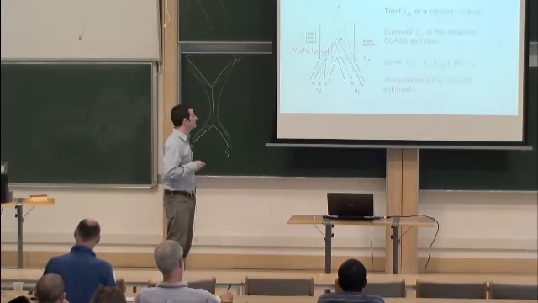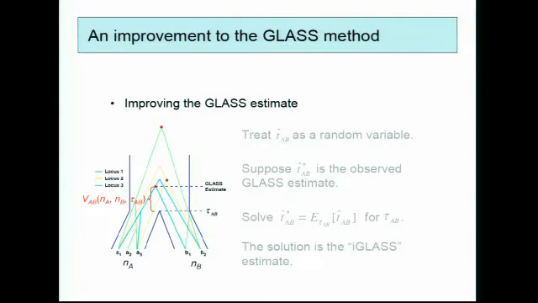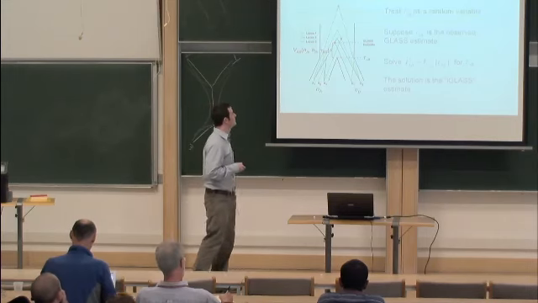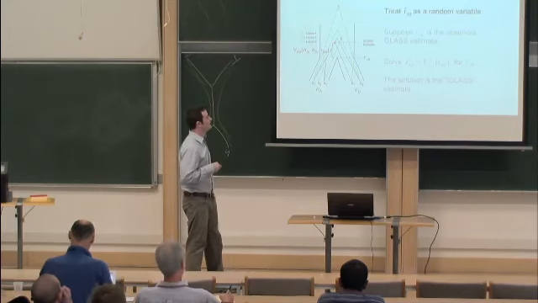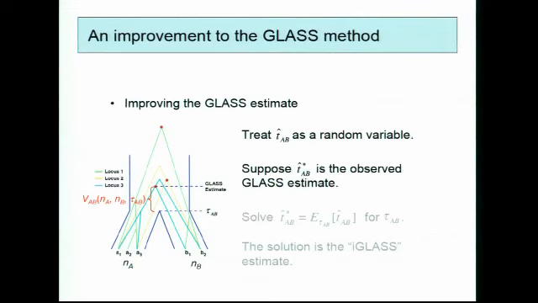A straightforward way to do that would be to compute the expectation of this quantity V and simply subtract it from the GLASS estimate. The problem is that V depends on the divergence time, which we don't know, so we can't do that. So instead we treat the GLASS estimate as a random variable. We let T star be the observation of the GLASS estimate, and we find the value of the divergence time for which the observed GLASS estimate is equal to its expected value. The solution to this equation is much less biased than the GLASS method, at least under the multispecies coalescent model, and so we call it the improved GLASS method, or the iGLASS method.